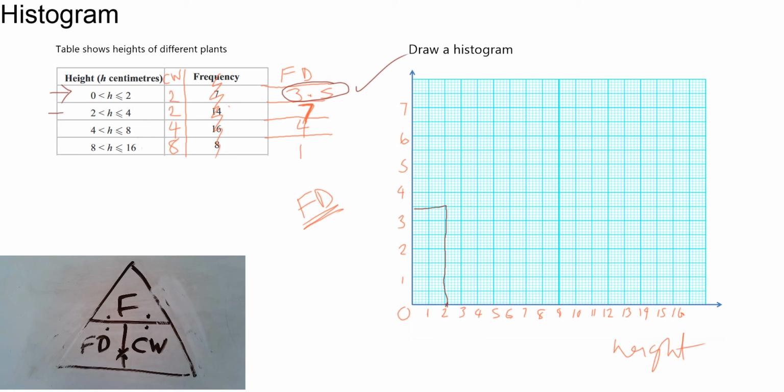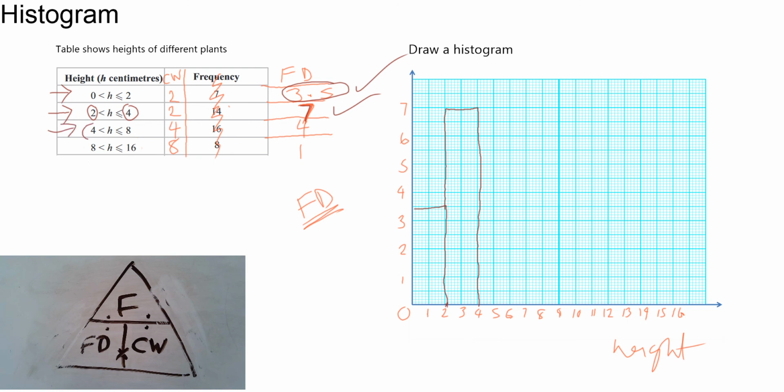Next one. It's going from 2 to 4. So the bar is going to go from 2 to 4 and it's going to rise up to 7. Please use a ruler for this. Right, that one's done.